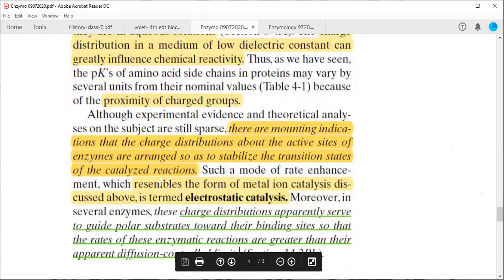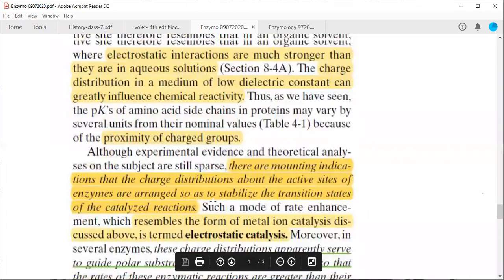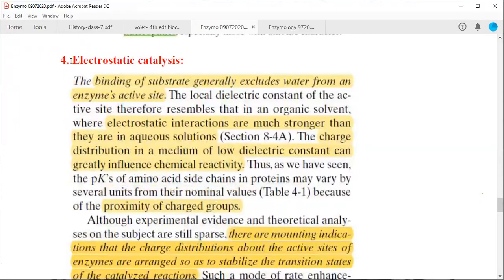If you compare them, this resembles the form of metal ion catalysis that was discussed above. Therefore, it is related to metal ion catalysis, but actually there are no metal ions involved directly in these reactions. Instead, these are R groups which have some charge and are involved in catalyzing the reaction. Therefore, it is called electrostatic catalysis. So this is the fourth type.